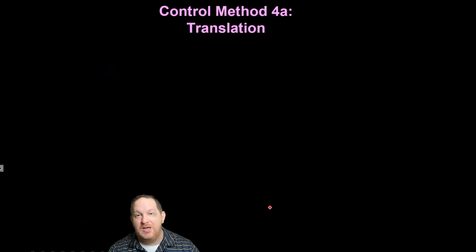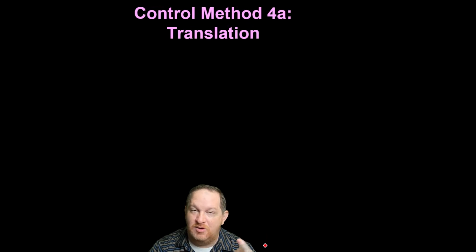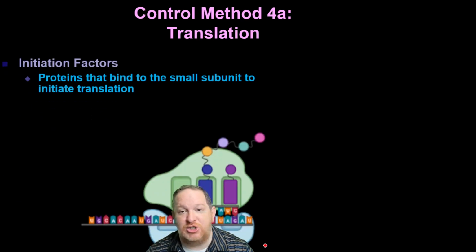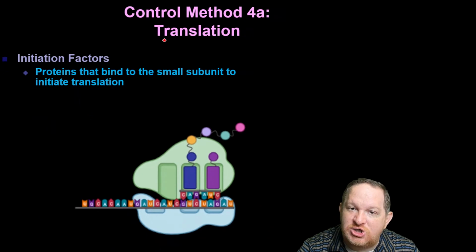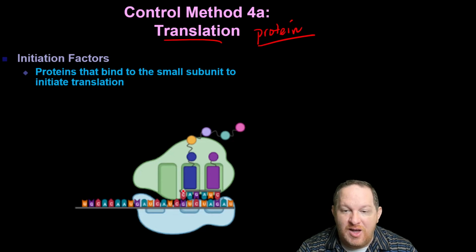Okay, now we're to 4. So we've opened up the DNA, we've transcribed the gene into RNA, we've spliced the RNA so that we get exactly the genes we want. Now we're ready to go to translation. Well, if you remember, translation is just the actual making of the protein from the messenger RNA. So think back to one of our last videos. We talked about the ribosome.